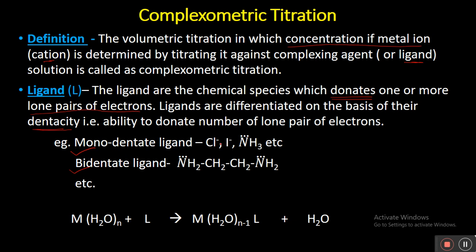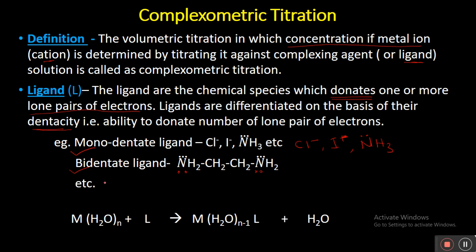So what are the examples of monodentate ligand? Cl minus, I minus, amine. This is ammonia, NH3. Here it has one extra lone pair of electrons. So these ligands are called monodentate ligands. Bidentate ligand, for example, is ethylene diamine. It has two lone pairs of electrons, one on this nitrogen and another on this nitrogen. So these are the two extra lone pairs of electrons.